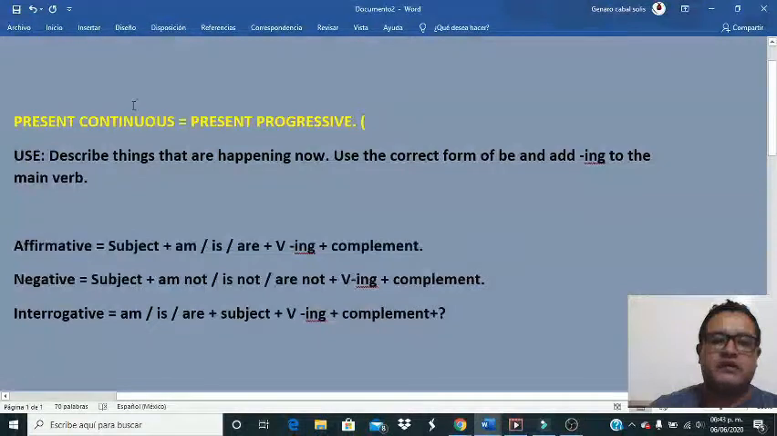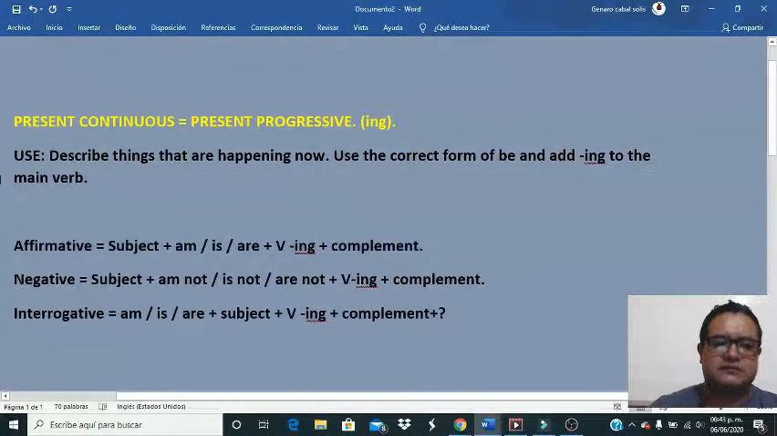All the progressives and all the continuous, todos los progresivos y continuos, van a tener la característica that we have to add ing to the verb. De que tenemos que agregarle una ing a su verbo. That is going to be the main characteristic of the present progressive or the present continuous. And all of them, all the progressives, all the continuous. Todos los progresivos y los continuos deben llevar ing en su verbo.